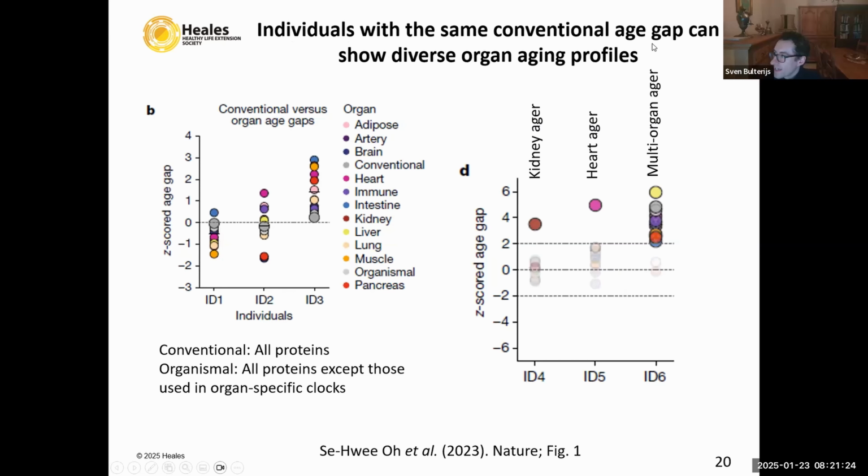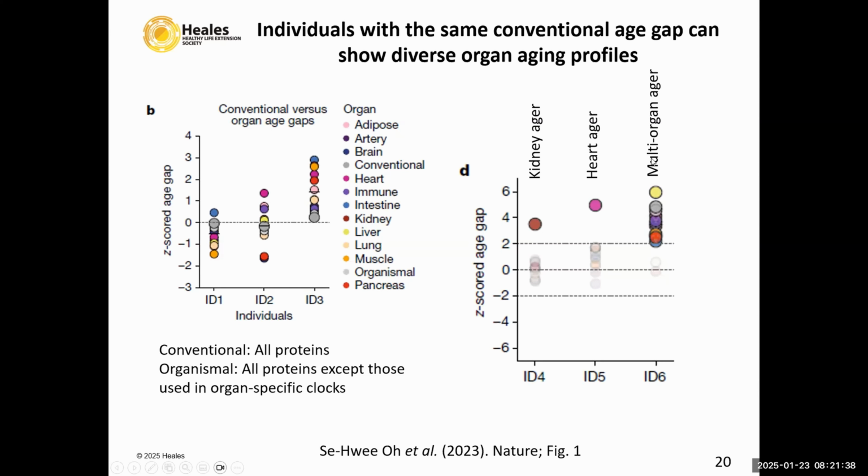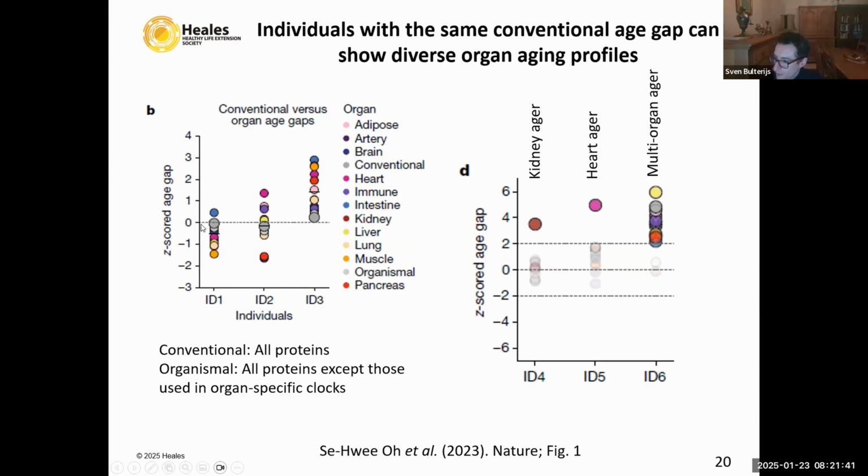Individuals with the same conventional age gap can still show an accelerated aging in a specific organ. So here you have someone who has kidney aging accelerated, but is completely normal for all the other organs. And here you see someone who is accelerated in many organs. So here you see people who have the same conventional age. This person has accelerated aging in a lot of the organs, while this person has actually decelerated aging in many of the organs, despite them having the same conventional age. So these single organ age scores do measure something that conventional age is not able to capture.